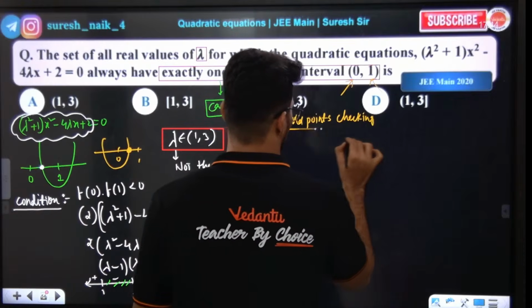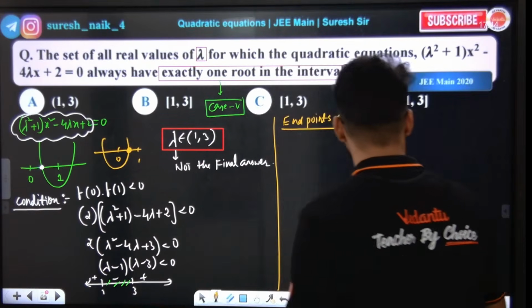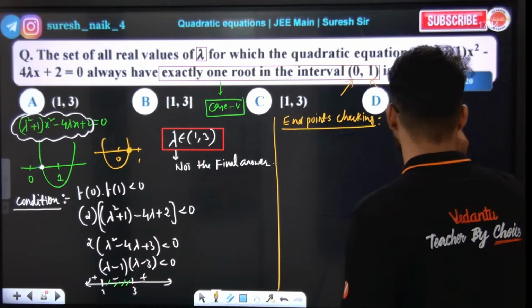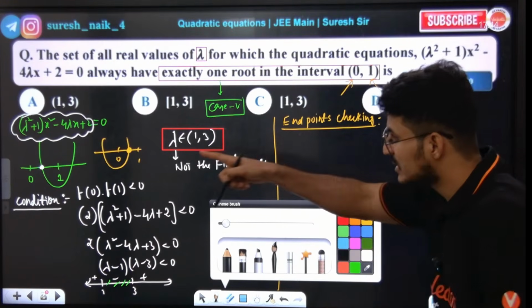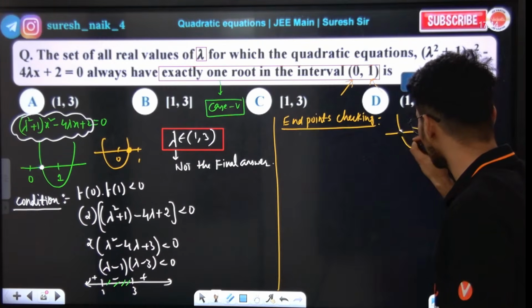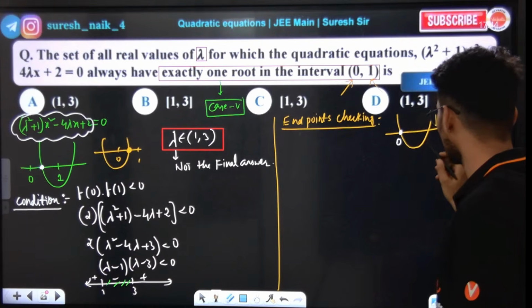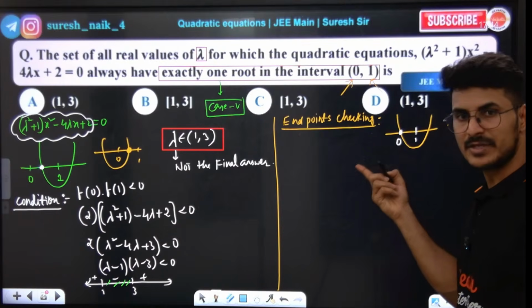Okay, endpoint checking. How, sir? Endpoint checking is nothing but, for example, the graph can be like this. I am telling you that 0 itself can be a root. Yes or no? It can be 1 here basically. Check. One root can be 0.